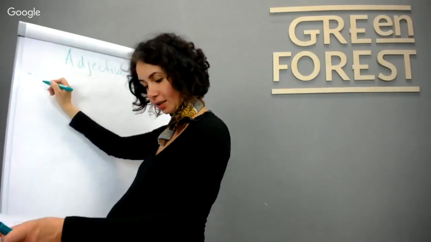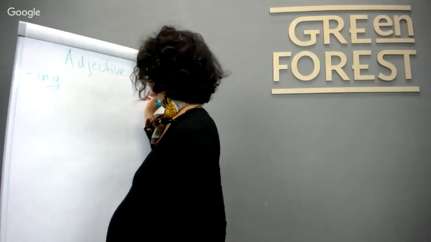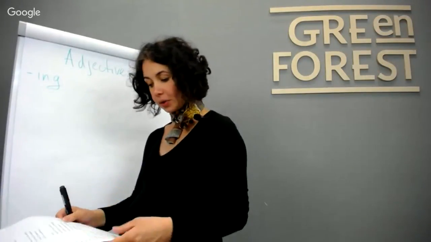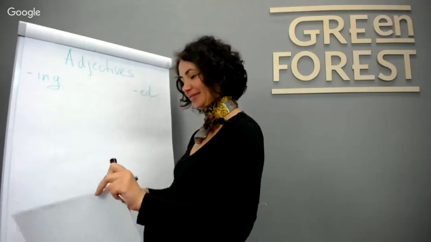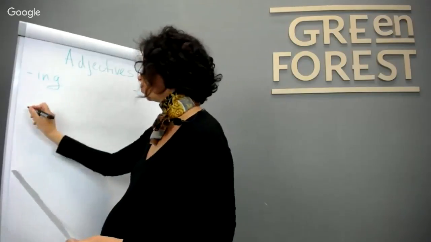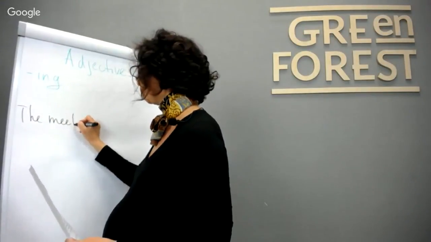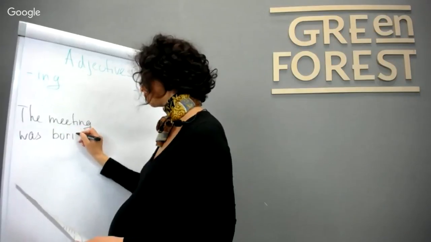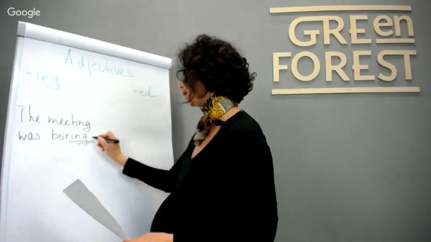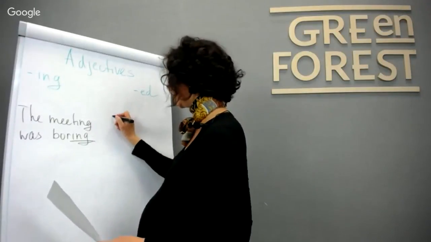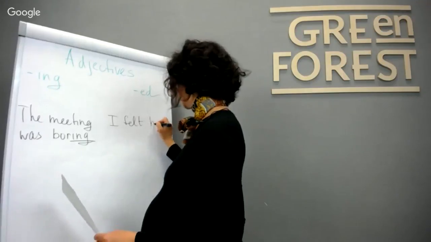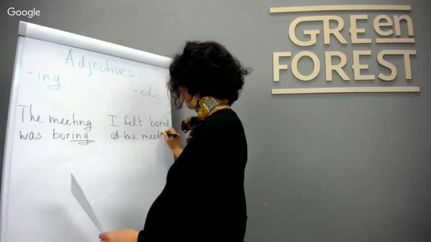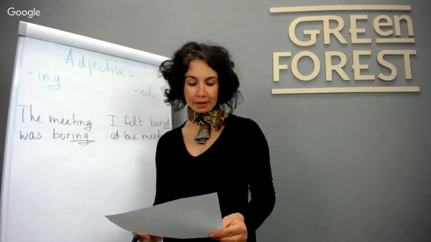We have one ending, I will talk about -ing, and the second one over here, we will have -ed. So I will write you the example and after that the rule, if you don't mind. The first example, the meeting was boring. We have here the -ing ending. Another example for -ed: I felt bored at the meeting. And we got here the -ed example.